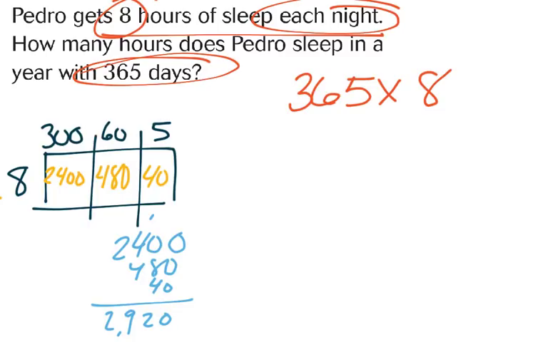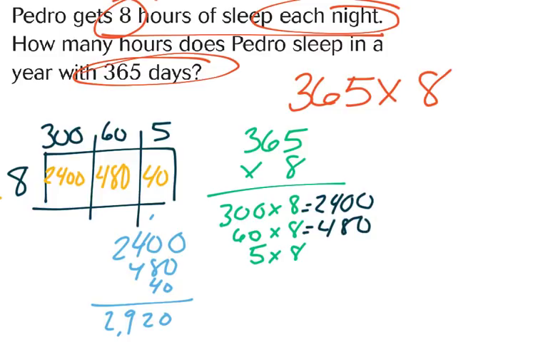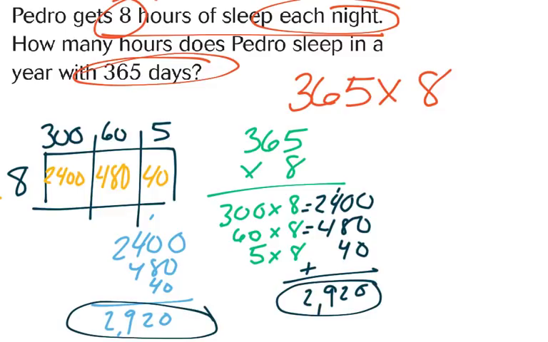I'm going to multiply again, and this time let's say I use partial products for this one. 365 times 8. I'm going to expand. 300 times 8 is 2,400. 8 times 6 is 48, and I have my 0, and that is 40. And then I add 0, 2, carry my 1, 9, and 2. Hey, look, I got the same answer here and here. That's a good sign. Let's try one more way.